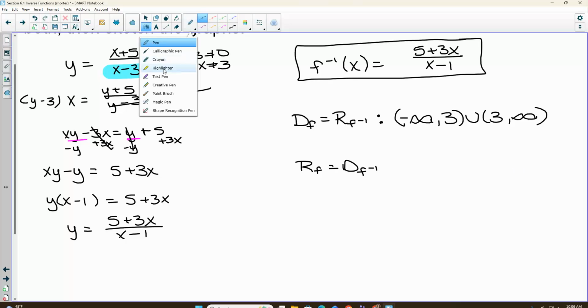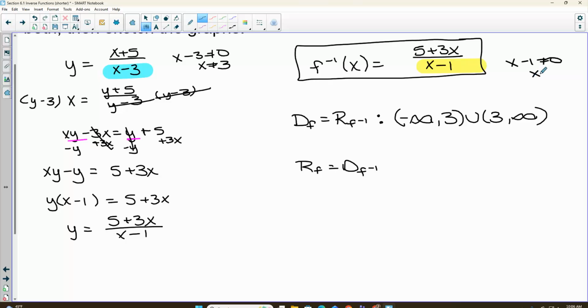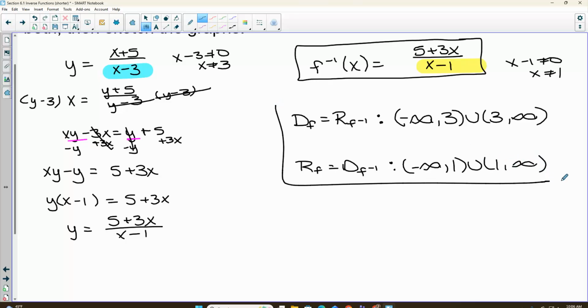Range of the function is harder to find, but we can do domain of the inverse pretty easily. When I look at that, what can x not be? Negative infinity to 1, union 1 to infinity. All right. Questions on those?